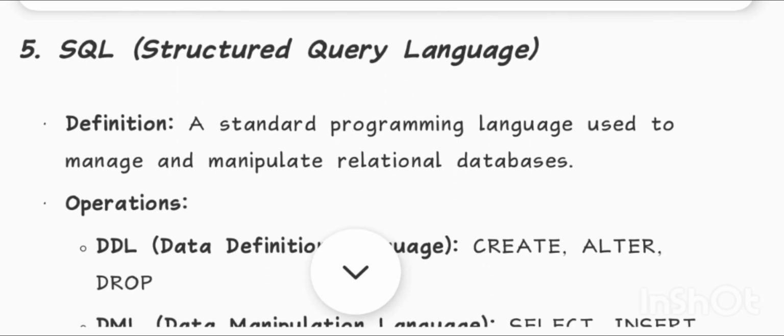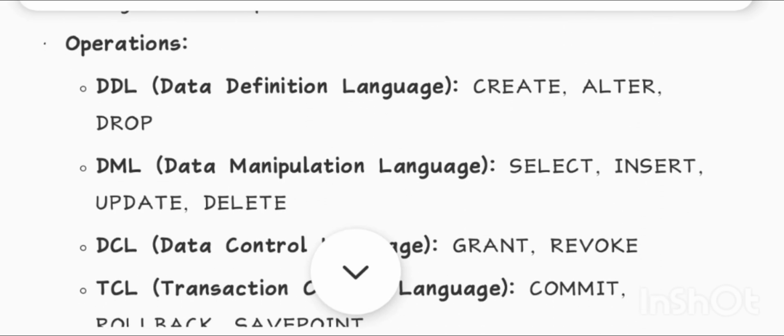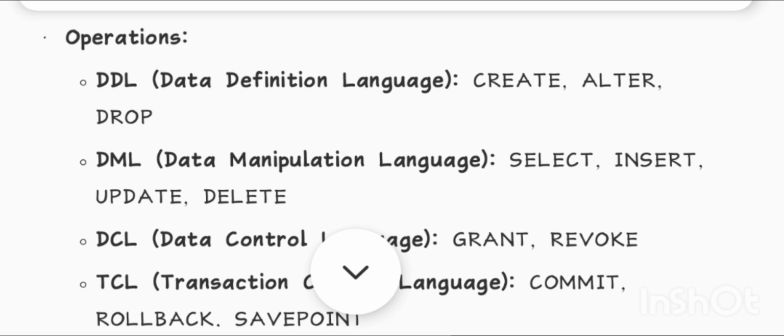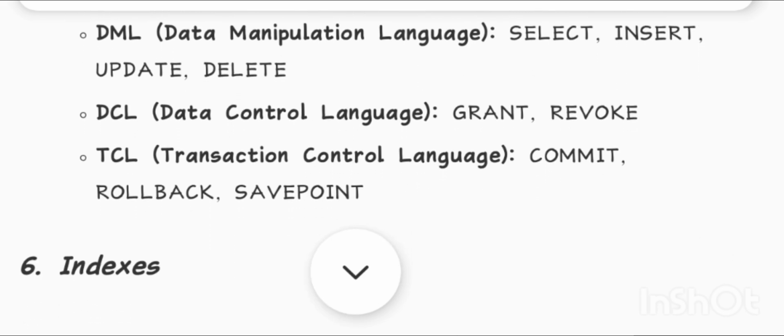5. SQL, structured query language. Definition: a standard programming language used to manage and manipulate relational databases. Operations: DDL, data definition language, create, alter, drop. DML, data manipulation language, select, insert, update, delete. DCL, data control language, grant, revoke, transaction control language, commit, rollback, save point.